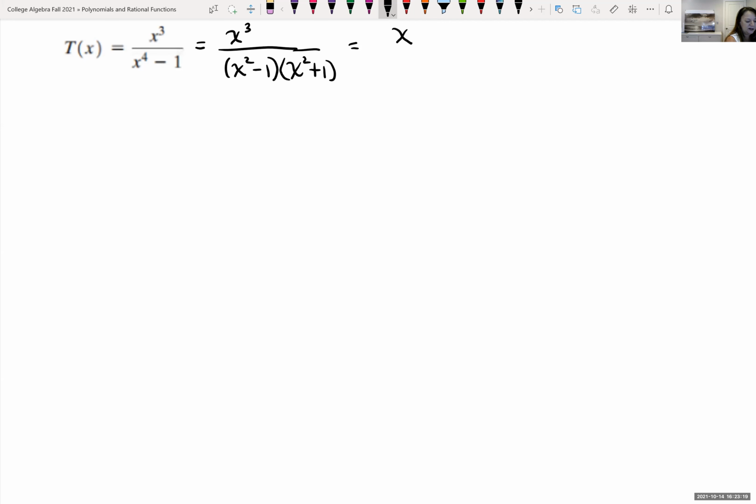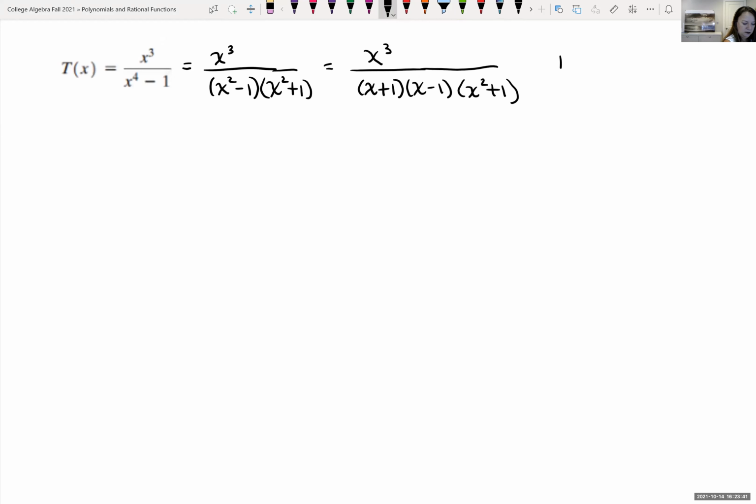So again, I noticed that one of those factors can be broken down further. X squared minus 1 is a difference of squares too. So we have x plus 1, x minus 1. X squared plus 1 isn't factorable over the real numbers, so we're just going to leave it as x squared plus 1. And so for our domain, x cannot be values which set the denominator equal to 0, so -1 or 1.